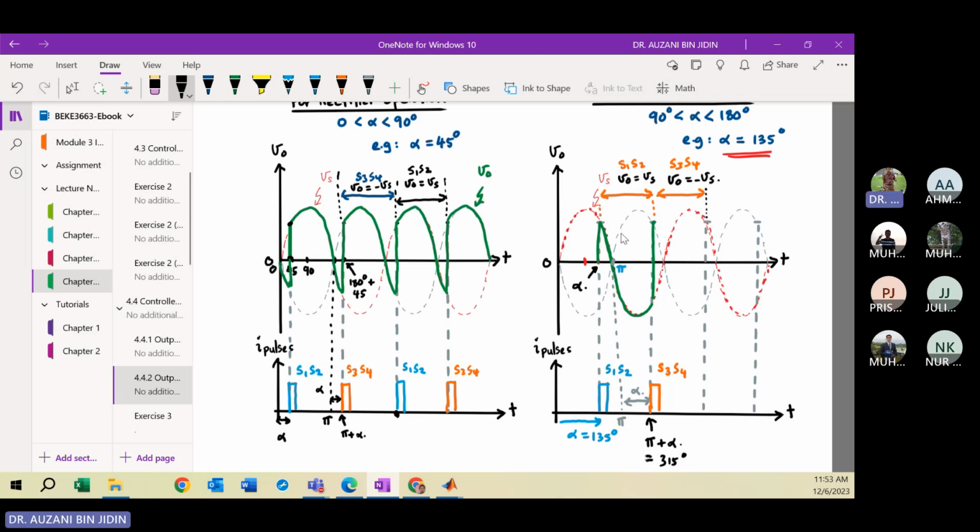So that's why I sketch this waveform, the grey color waveform. The grey color waveform is actually the inversion of VS, minus VS. So during this range, your output will be minus VS, the dashed line grey waveform. Clear?